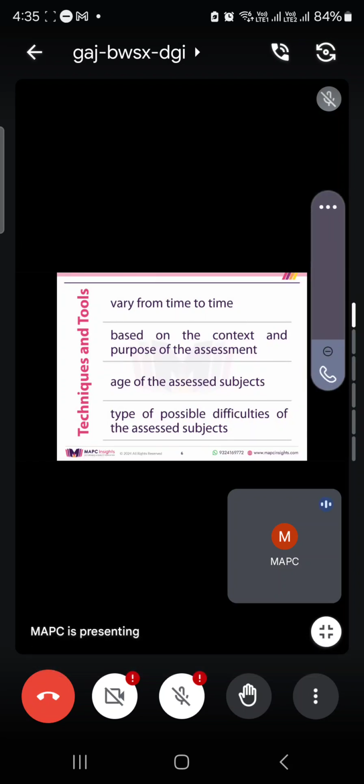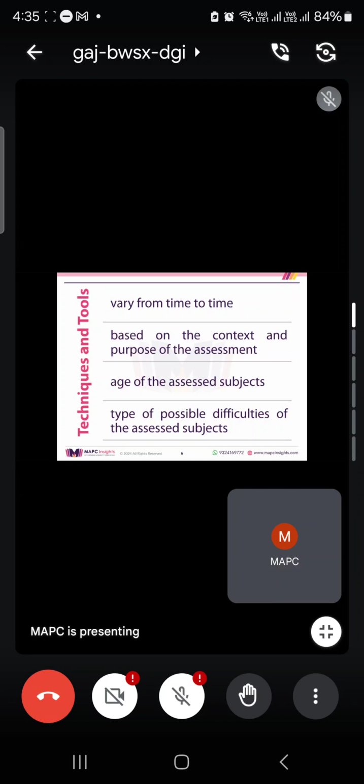These techniques and tools, in order to identify the diagnosis, are based on the context and the purpose of assessment. What kind of assessment are you going to do? Is it an intellectual disability, or is it anxiety, or depression? They vary greatly. An inventory which was developed 30 or 40 years back may not be relevant today. So it will be varying.